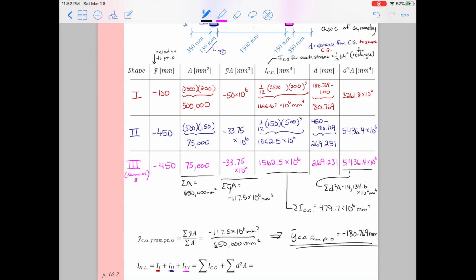And so now I add those two answers together. I get the final value, 18,926.3 times 10 to the 6th millimeters to the 4th. So don't forget your times 10 to the 6th millimeters to the 4th in there.